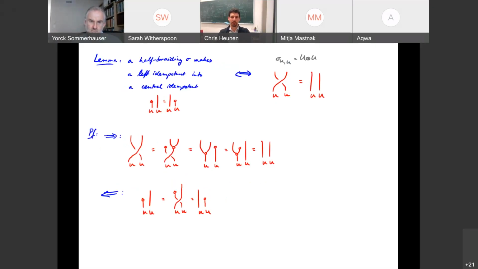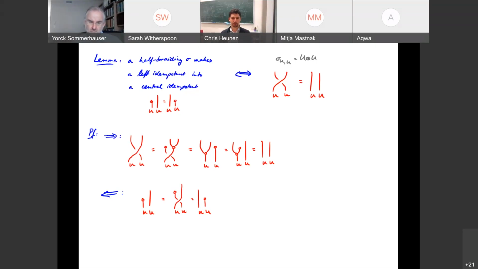Now another little lemma that is going to make our life easier later on, namely, if you have a left idempotent morphism into the tensor unit, and it carries a half braiding, then that becomes a central idempotent if and only if that half braiding, when you swap u with itself, is the same as doing nothing. So in that sense, u is really central. You can give a little proof of that as well.